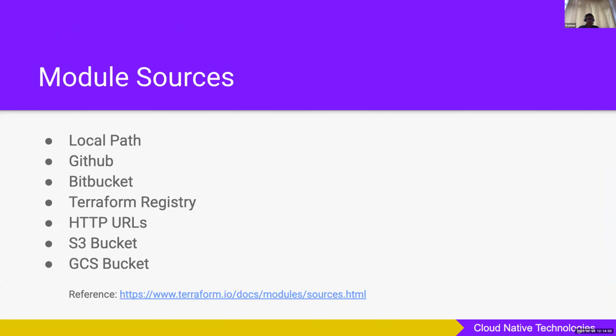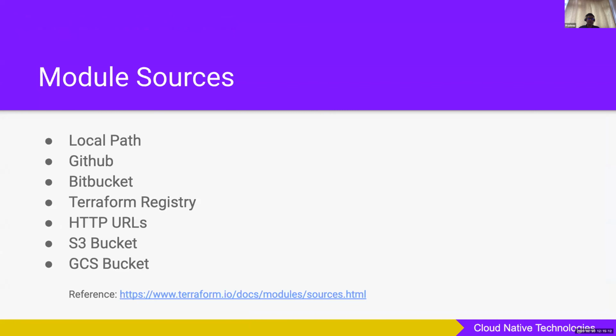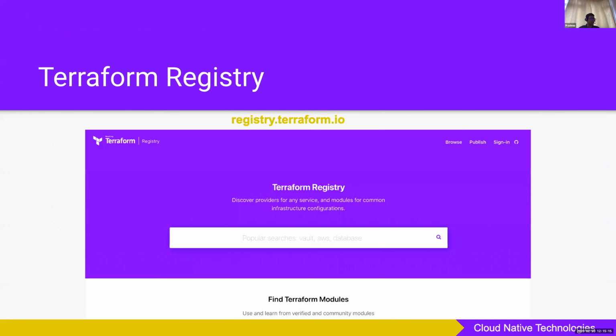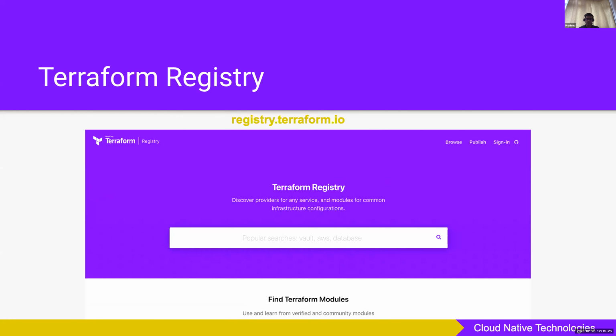Now, the module source can be local, as we saw, or on GitHub, but there are other paths as well where we can have our modules, like Bitbucket, Terraform registry, HTTP URL, S3 bucket, GCS bucket, and so on. For the latest list, I would suggest referring to the modules sources link, which has all the paths supported for modules. The screenshot of the Terraform registry shows a nice search bar where you can search. If I want a GCP network, I can just search GCP network. If I want Vault, I can search for Vault, or AWS network, and so on.